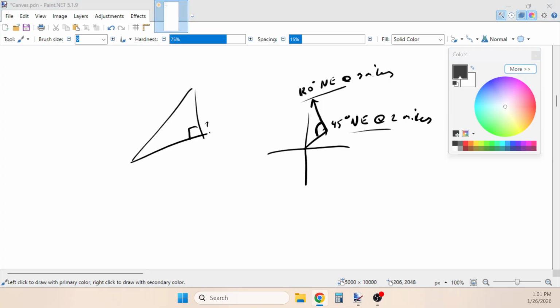Will we be graphing complex trig equations? Depends what you mean by complex. So let's give an example of something that we might do and something that we won't.